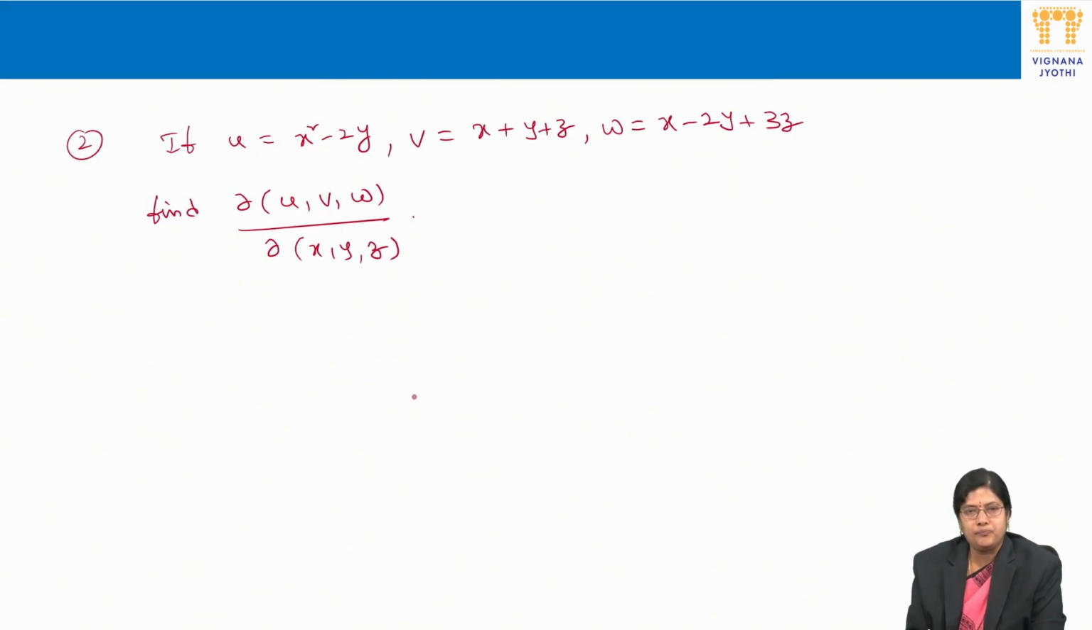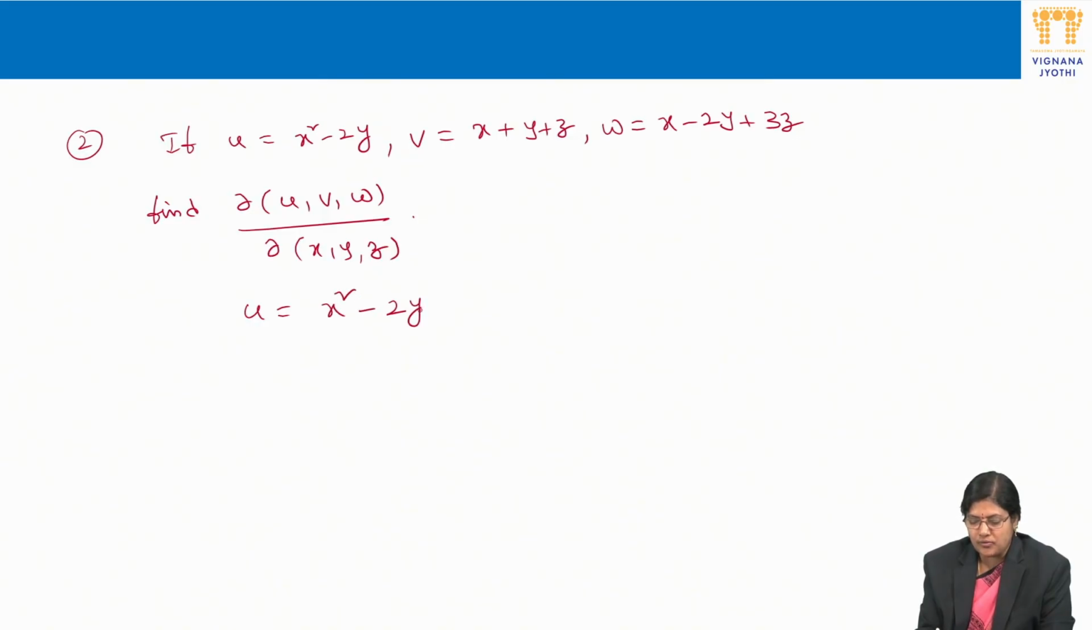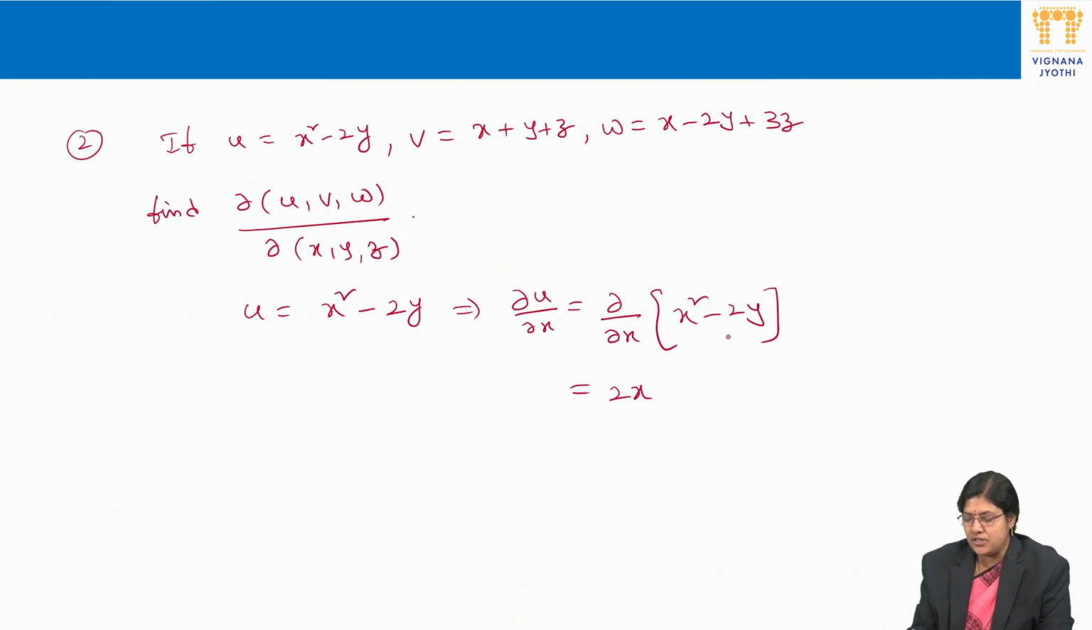So here in this problem, u is a function of x, y, z, v is a function of x, y, z, and w is also a function of x comma y comma z. Here, given that u is equal to x square minus 2y, then dou u by dou x is equal to the partial differentiation of u with respect to x. What is u here? x square minus 2y. Dou by dou x of x square is 2x. Differentiation of the 2y term with respect to x is 0.